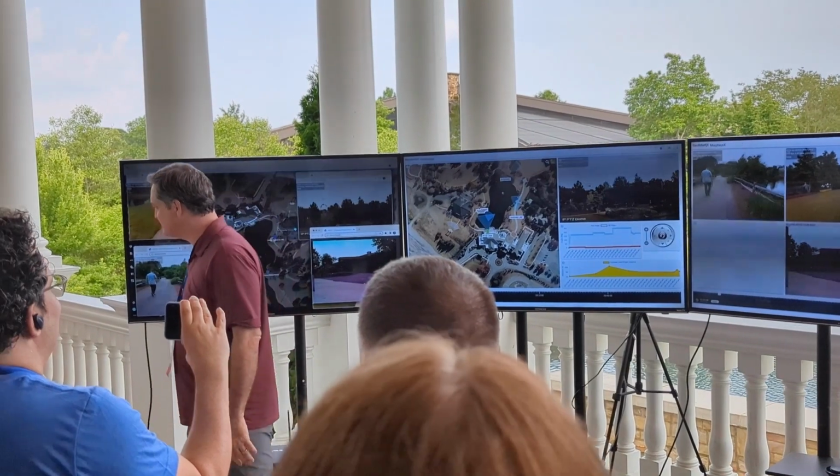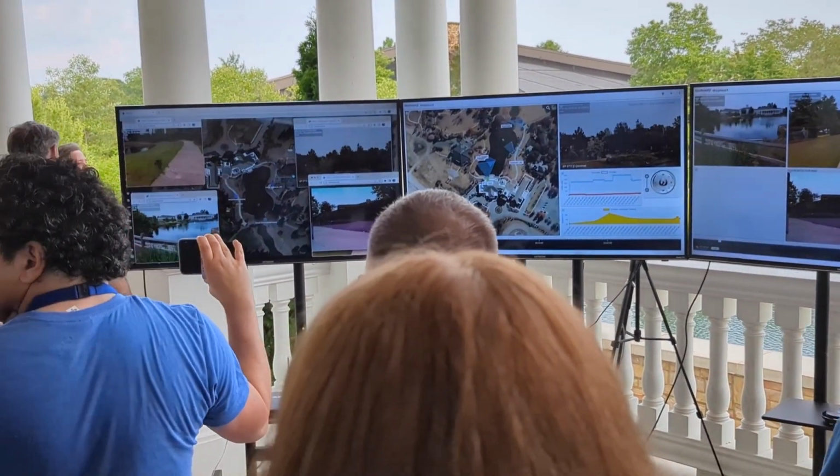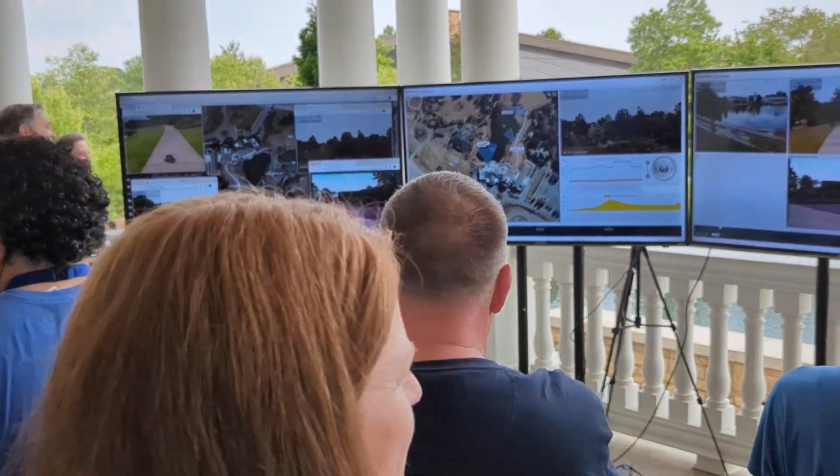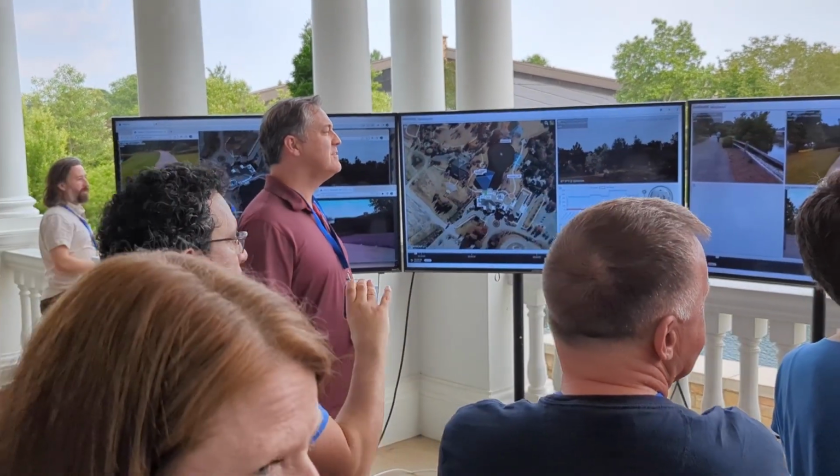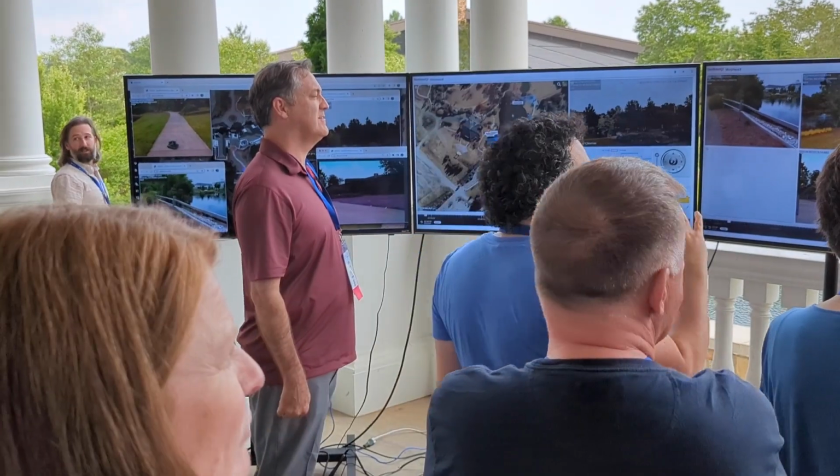Could you possibly add a drone? You could possibly add a drone. Where is it? All right, somebody's flying a drone now. They're about to. They're waiting to be cued. Go for it. Cue the drone.